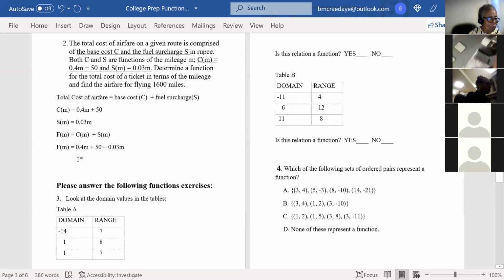What does that give you? 0.4 M. Now for the 0.03 M, yes, you add this, but now it said when you're flying 1,600 miles, right? So when we add this up, I can put what that is because they gave us this 1,600 miles, right? So let's put our 1,600 here.